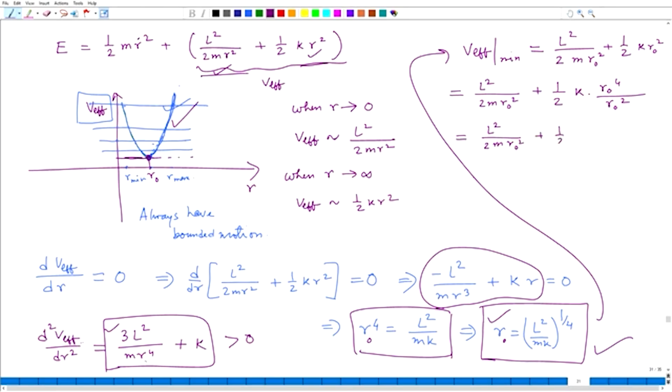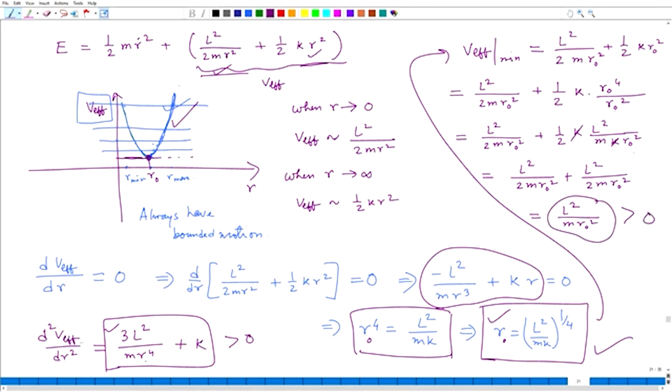Okay. Then I write half k. So, r0 to the 4 actually I wrote L square by mk, times r0 square, because r0 square is here. Okay. Then this k will go away and finally you will have L square by 2m r0 square plus L square by 2m r0 square, and you will have L square by m r0 square. This is positive and greater than 0, and that is why this point should always be here.